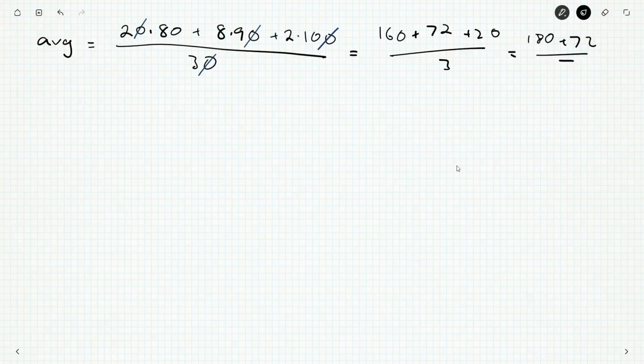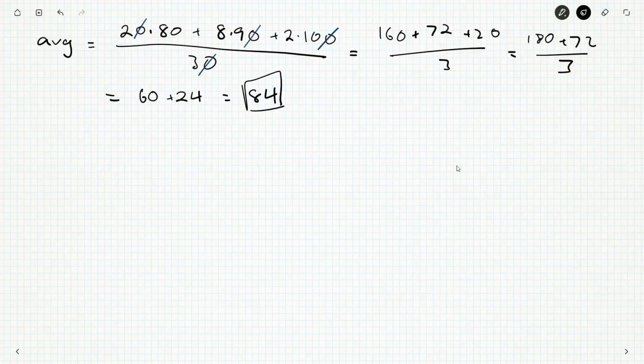Plus 72 over 3. Well, I could add the 180 and 72, I'd get 252. But I can just divide by 3, 180 divided by 3, plus 72 divided by 3. And I'm going to get an answer of 84 for the class average.